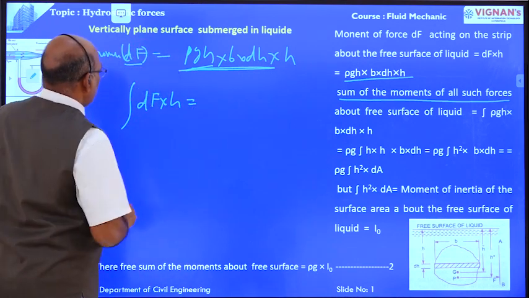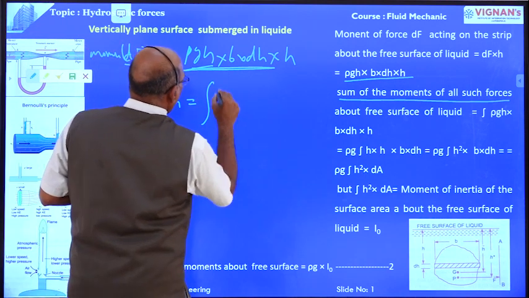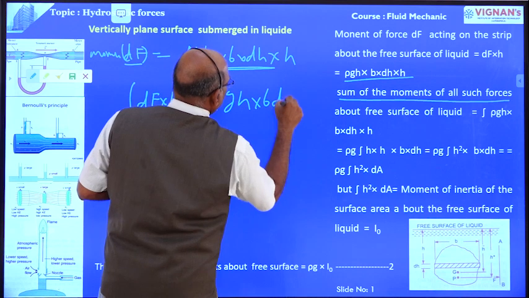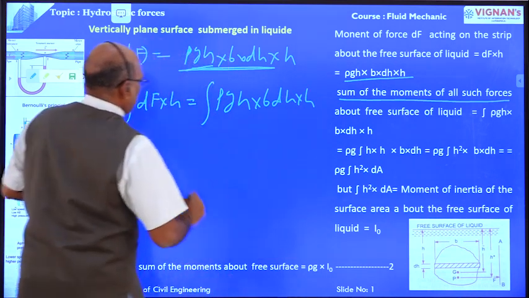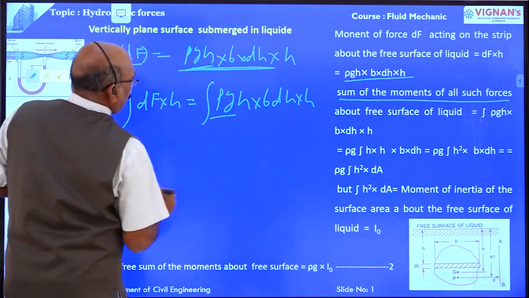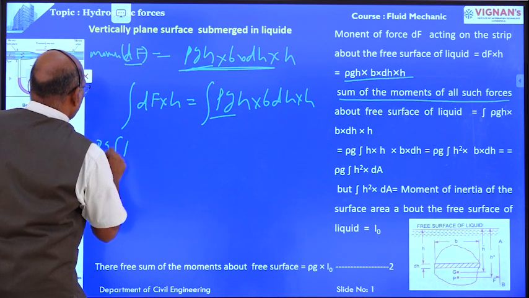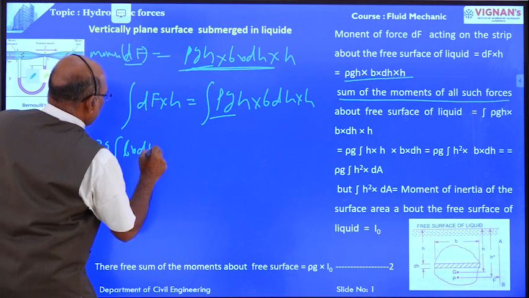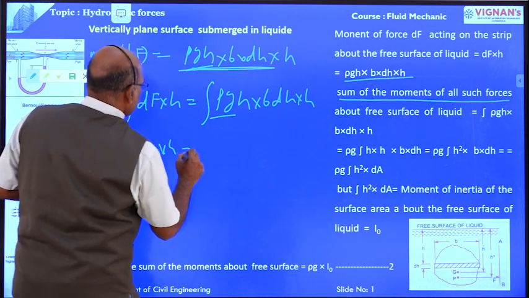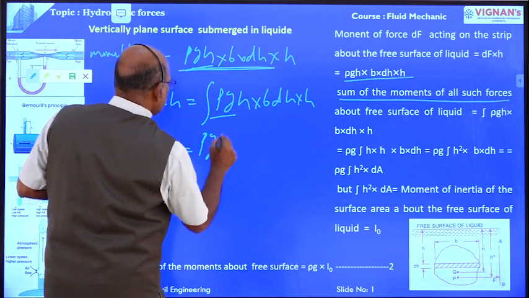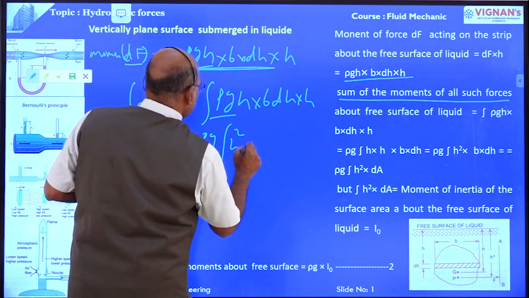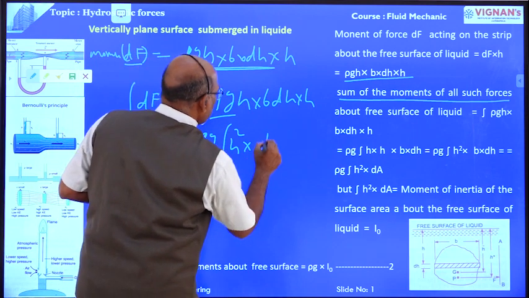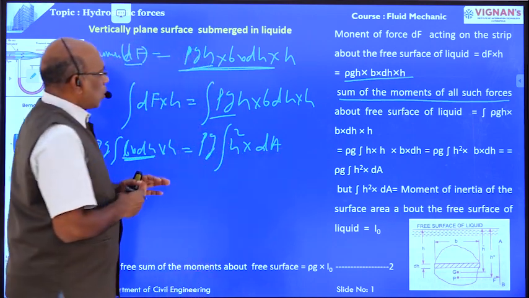This is equal to the integral of rho g h into b dh into h. Now rho g is taken out of the integral. That is equal to b dh into h. This is equal to rho g integral h square into b dh, which is nothing but dA, right?